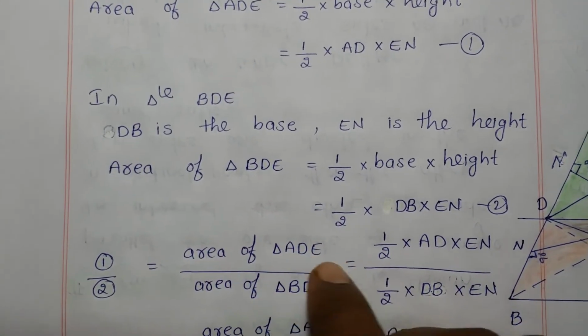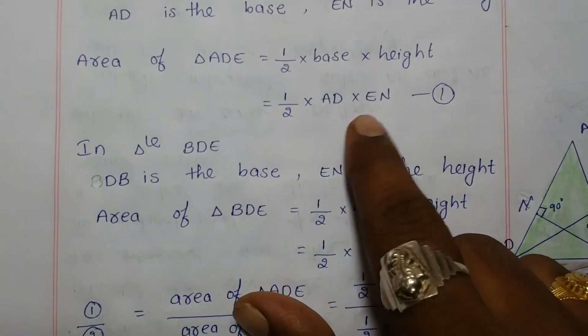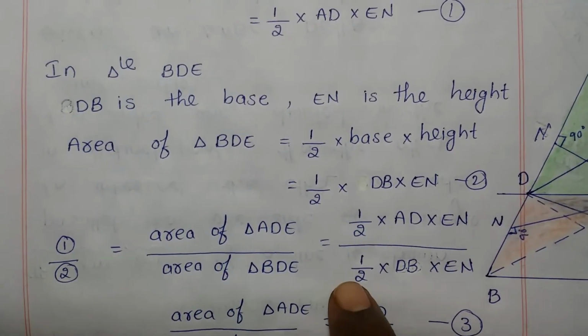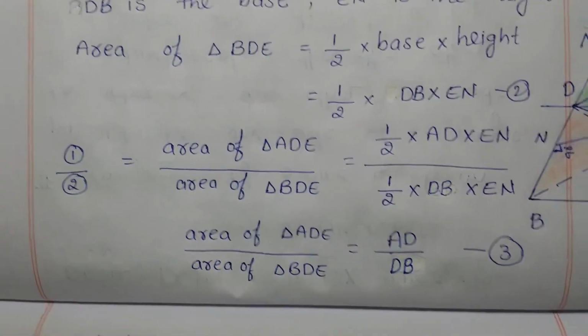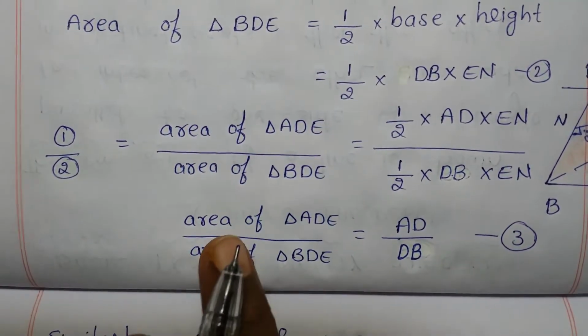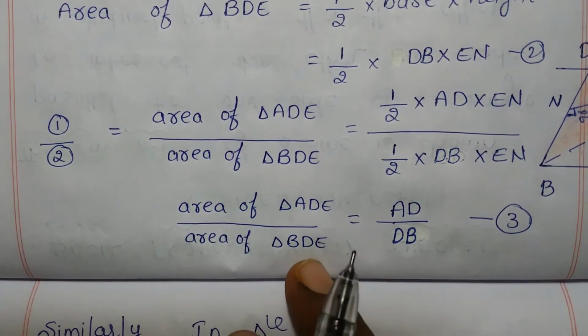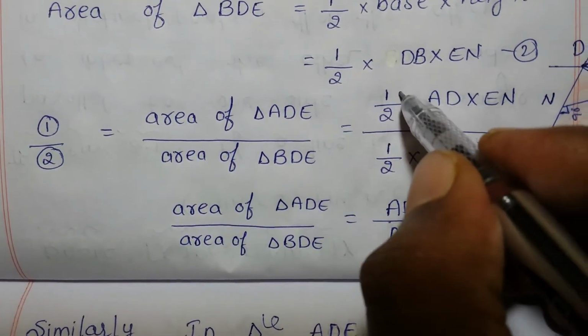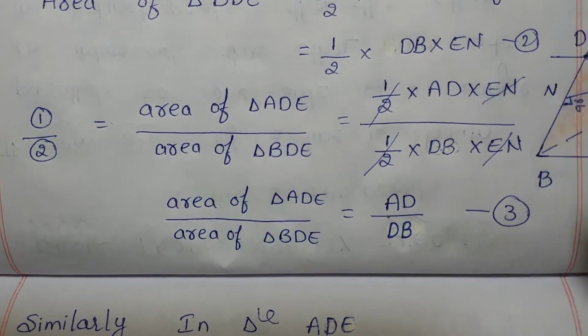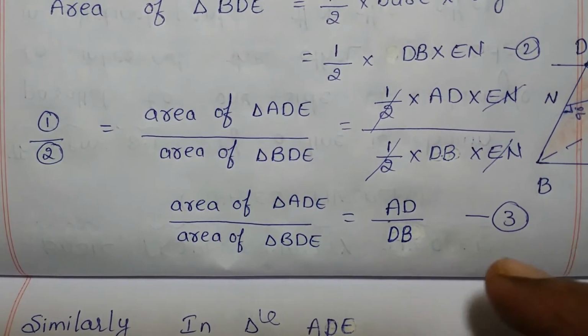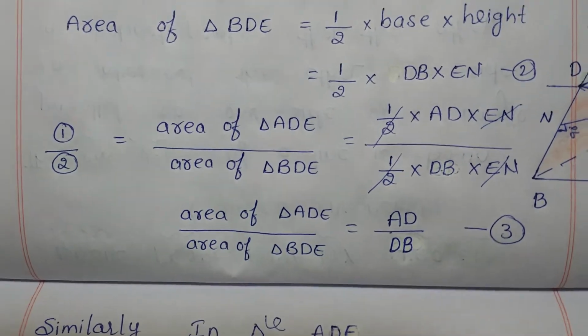That is nothing but 1 by 2 into AD into EN by 1 by 2 into DB into EN. So the next step, area of triangle ADE by area of triangle BDE is equal to 1 by 2 is going to cancel, EN is going to cancel, remaining is AD by DB. This is equation number 3.